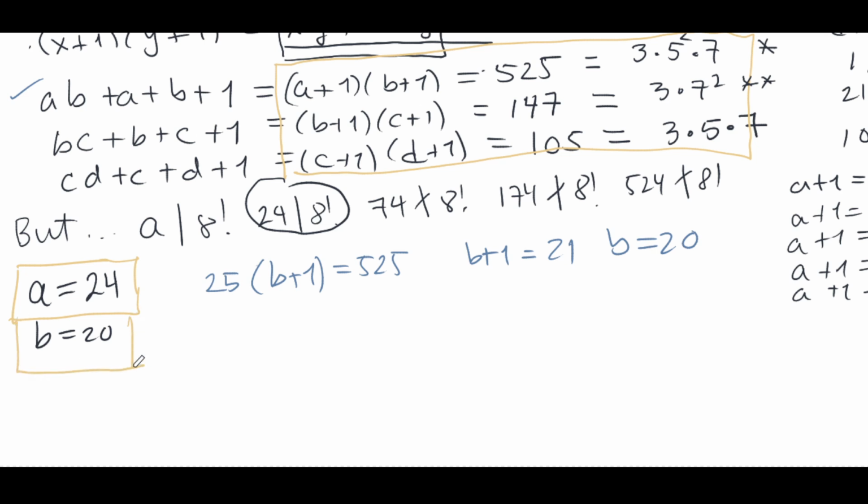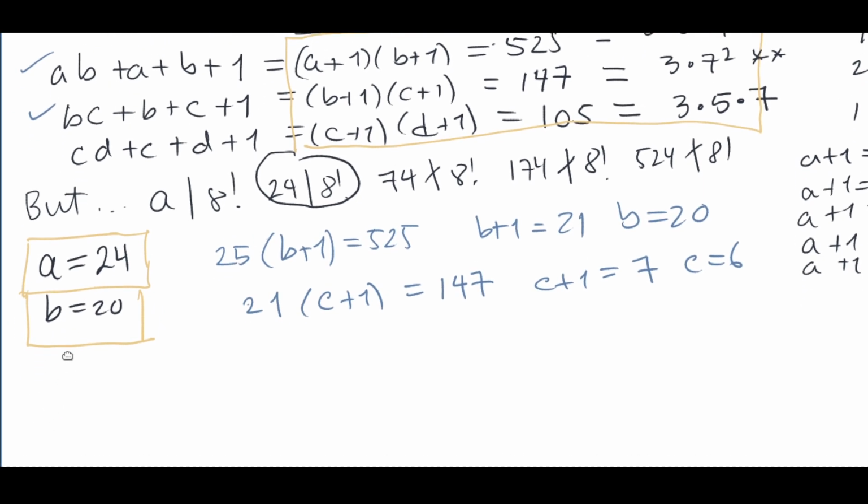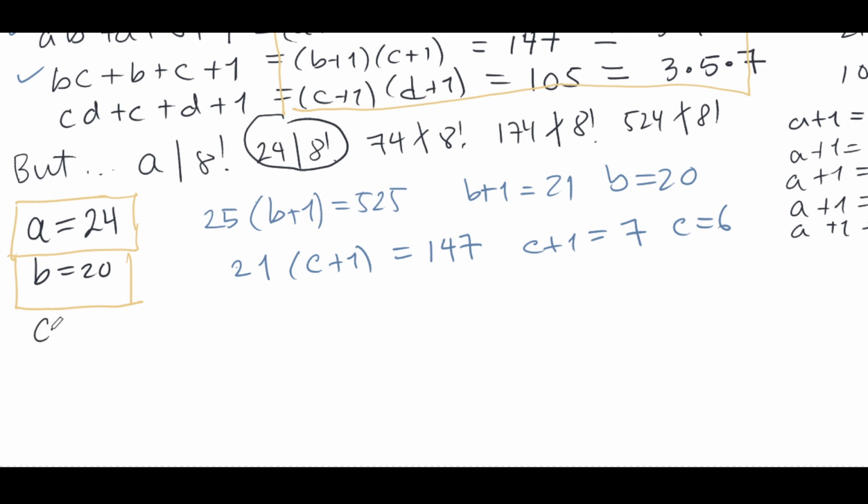B is 20. So we're making a lot of progress. We found 2 of them. There's 2 more, C and D. Well, let's use the other formula. Let's use the second one. Since we know B, so B plus 1 is 21. And now we want to find C plus 1. That's 147. Okay, great. And C plus 1 is then 147 divided by 21, and that's 7. And C is therefore 6. So let's write that really neatly. C is 6.